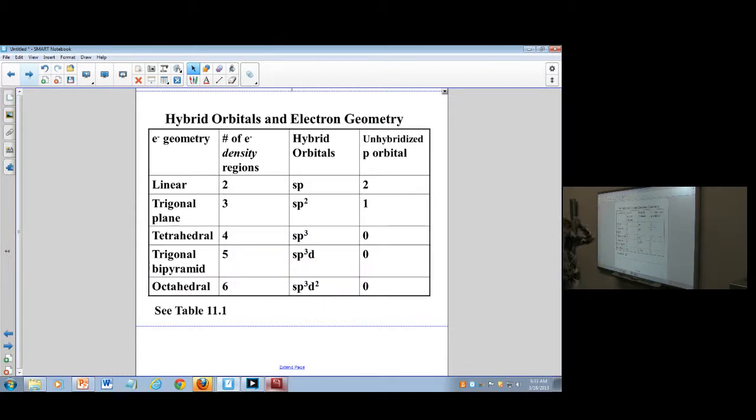All right, so this little table is in your PowerPoint. I suggest you use it. So far we've looked at linear. Okay, it needs two areas of density.